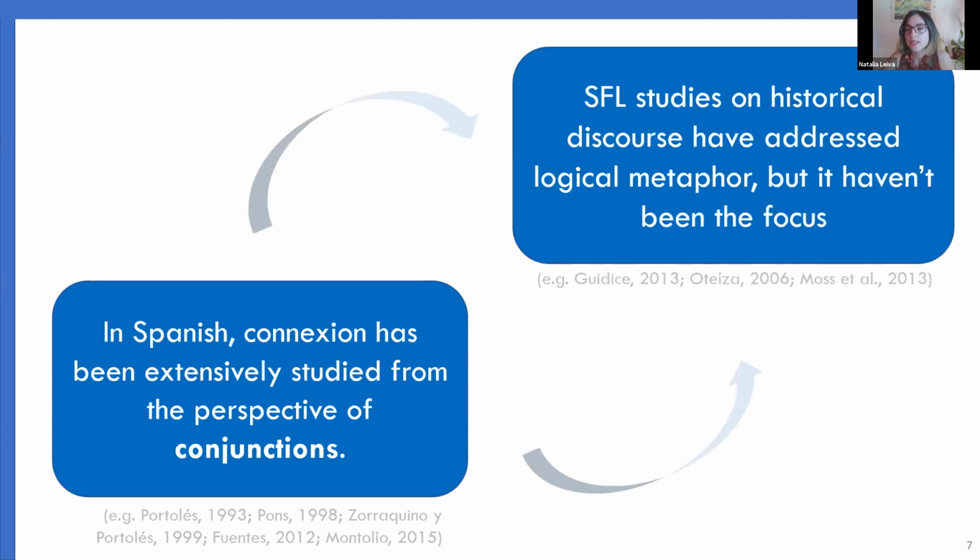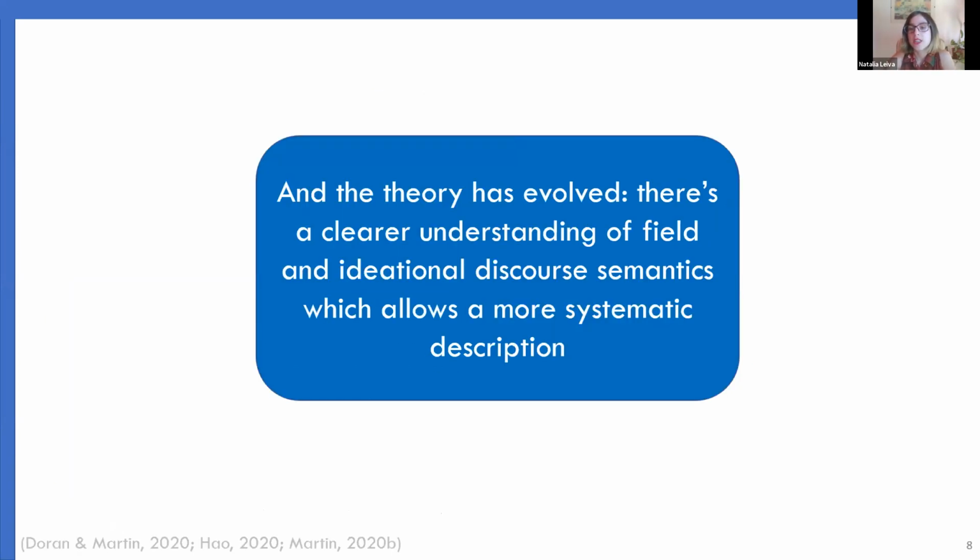These metaphorical ways of expressing connection in Spanish are mentioned in papers studying history discourse, but haven't been the focus. These works also haven't explicitly developed their understanding of logical metaphor, as they haven't distinguished units of meaning at discourse semantics and lexicogrammar. Additionally, the theory has evolved. Recent descriptions of field by Doran and Martin and description of ideational discourse semantics by Howe allow a more refined understanding of grammatical metaphor in general, including logical metaphor.